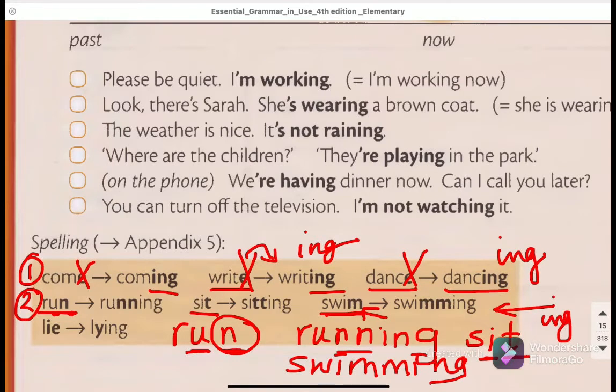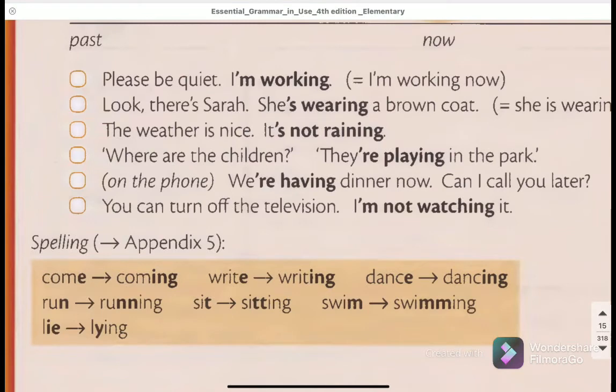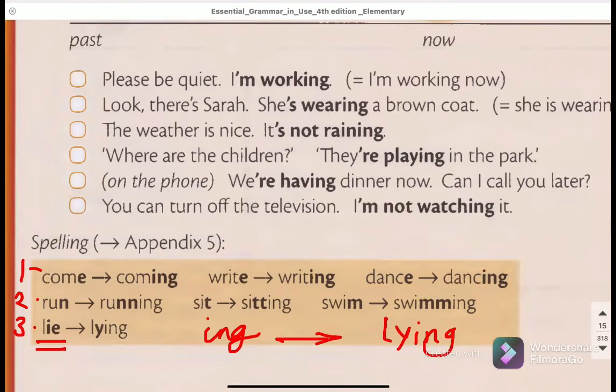Okay, so let's see if I have here the verb lie, and I want to add ing. So this is rule number 3. I have rule number 1, rule number 2, and then rule number 3. So lie will change into lying. I will delete the letters I and E, and I will write the letter Y instead, and then I will add ing.